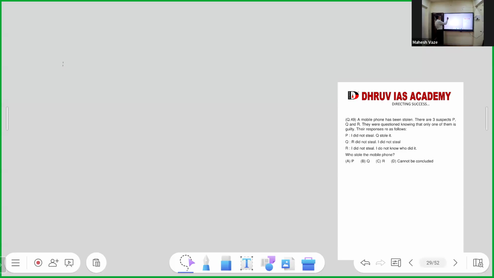Now, first, if P is guilty here, guilty person is P. Then what he is saying, I did not steal. Naturally, if P is guilty, he will be telling lies. So I did not steal and Q stole it, both are lies. Because if P is guilty, Q is not guilty, so Q and R are innocent. So Q stole it is also a lie, which is consistent with our assumption that if a person is guilty, he will be telling lies.